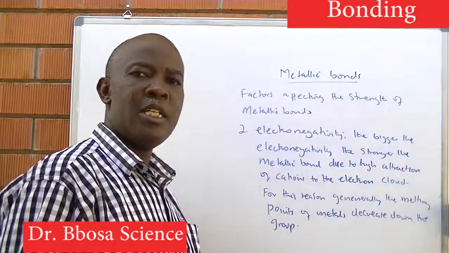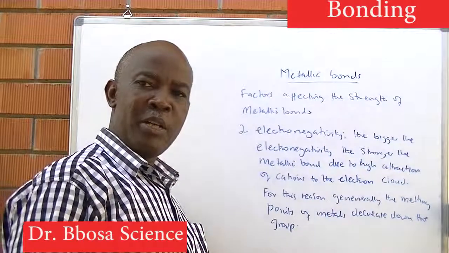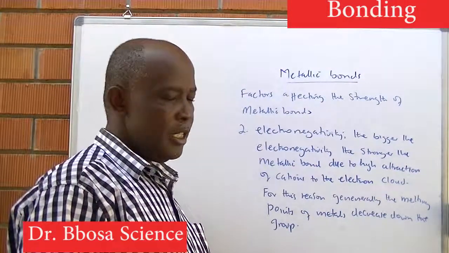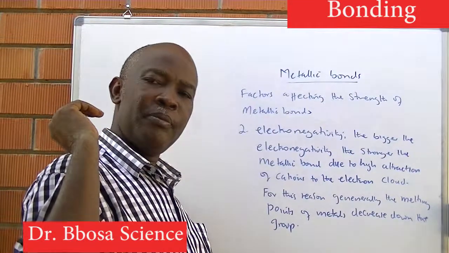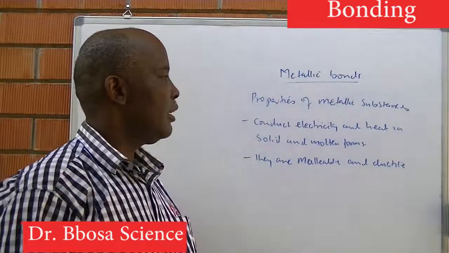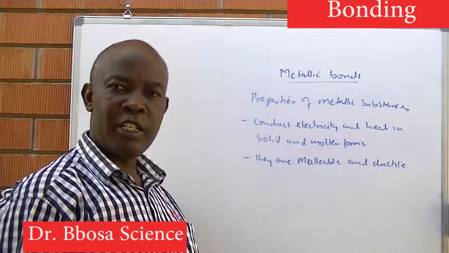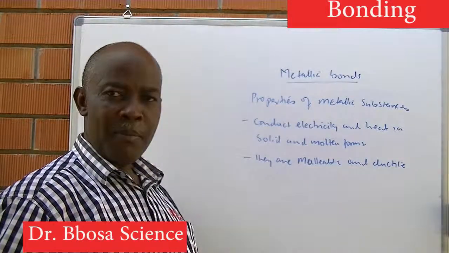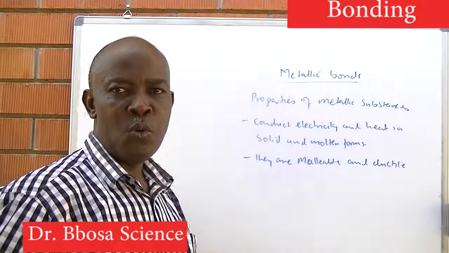The second factor is electronegativity. The bigger the electronegativity, the stronger the metallic bonds. For this reason, generally the melting points of metals decrease down the group because down the group electronegativity decreases. For example, in group 2, generally the melting point decreases from beryllium to calcium to strontium to barium. Properties of metallic substances. They conduct heat and electricity in molten and solid form. This is because they have got mobile electrons. They are malleable, can be made into sheets, and ductile, can easily be made into wires.